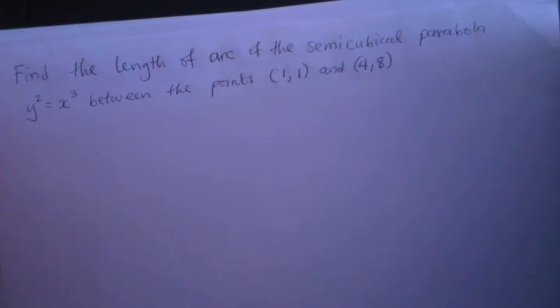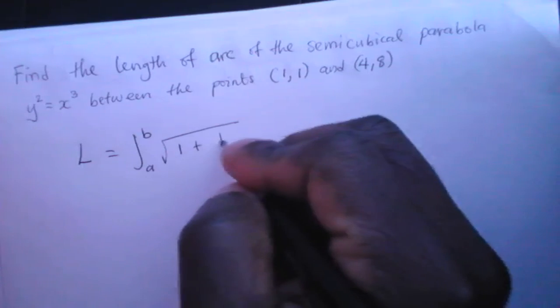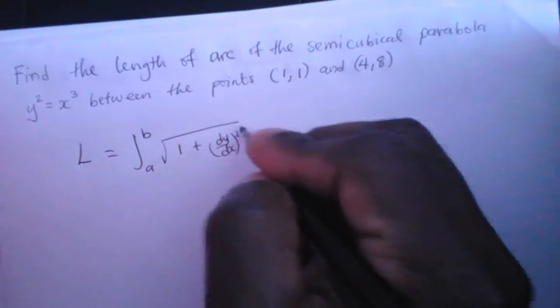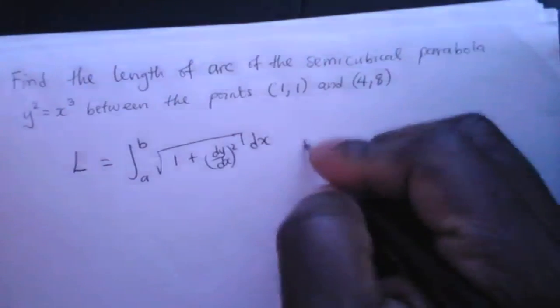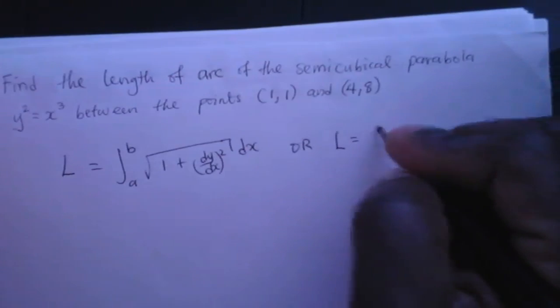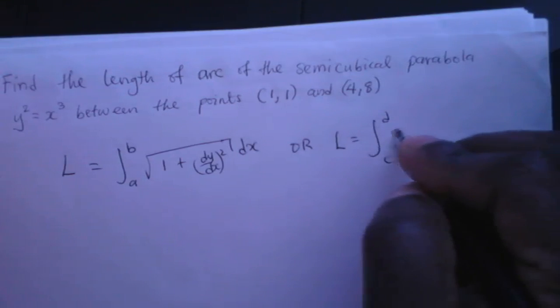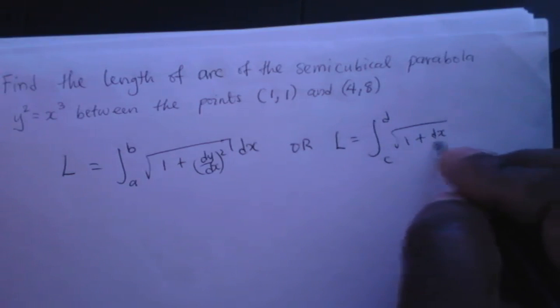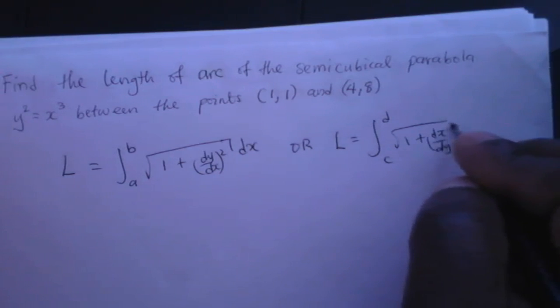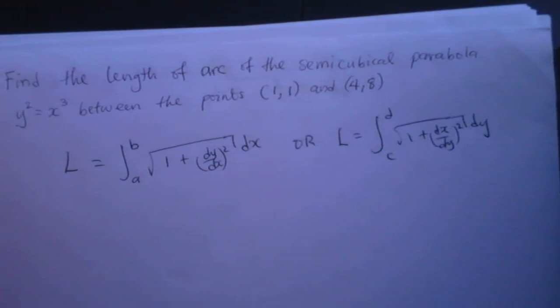We need to find the length of arc of the semi-cubical parabola y equals x cubed between the points (1, 1) and (4, 8). Alright, the first thing you notice is the length of arc can be defined as the integral from a to b of the square root of 1 plus (dy/dx) squared dx, or you can choose to integrate in terms of y, which becomes the integral from c to d of the square root of 1 plus (dx/dy) squared dy. Alright, so those are the two possibilities.